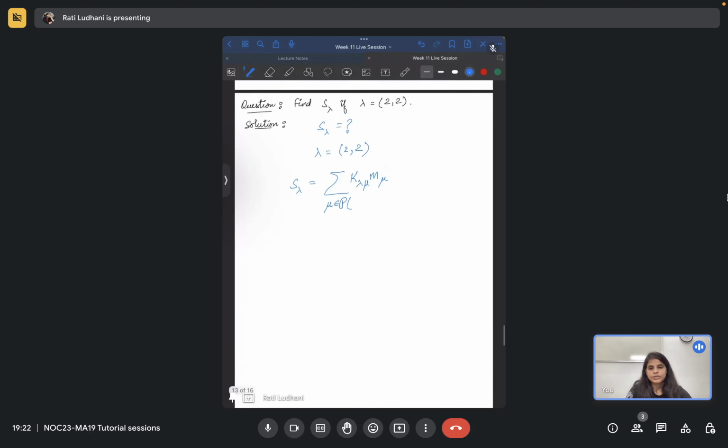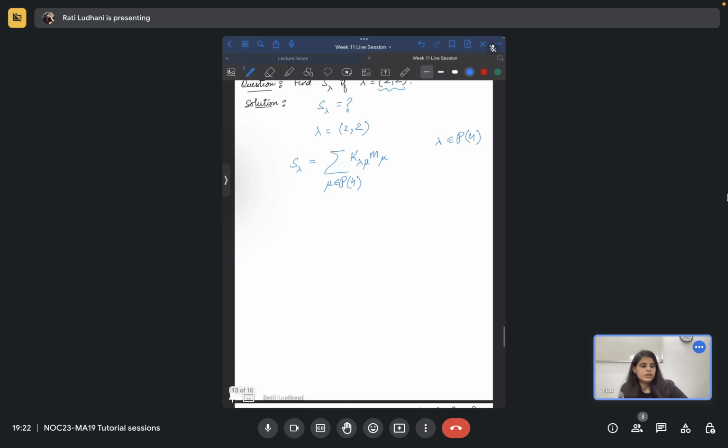Now n is not given, so we assume that it is big enough, and we are not writing it. Whatever lambda is, 2 plus 2, lambda belongs to the partitions of 4, so you will consider mu belonging to the partitions of 4. What we need to figure out is the value of K lambda mu for the various mu's. Mu belongs to the partitions of 4.